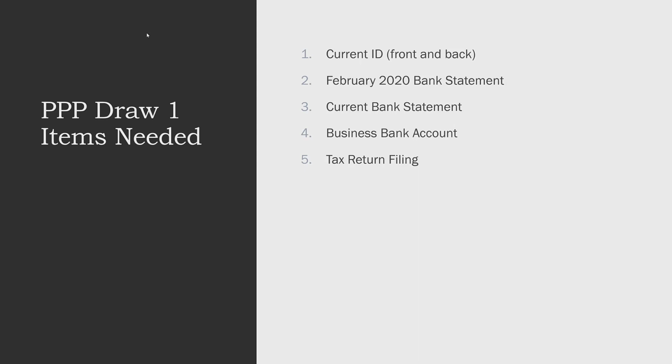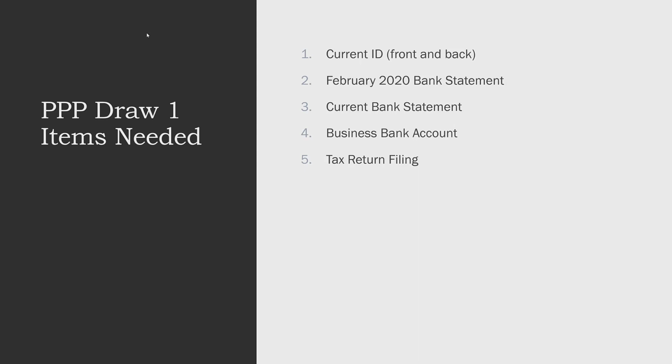The other thing you're going to need is a current bank statement. So some lenders, not all, require you to actually give them a current bank statement just to show that you are still operating. The purpose of the February 2020 bank statement and the current bank statement is to show that you're still in business and that you were in business. They are not looking for a specific amount of deposits to prove your gross receipts. They are only verifying with these bank statements that your business is still in business and was in business in February 2020. Does that make sense? I hope it does. So then we have the business bank account.